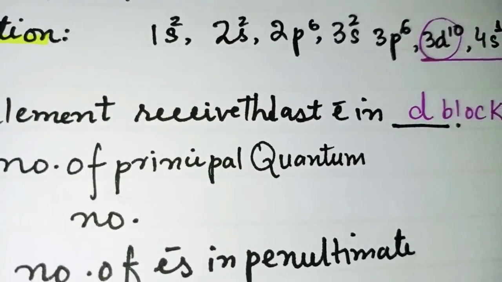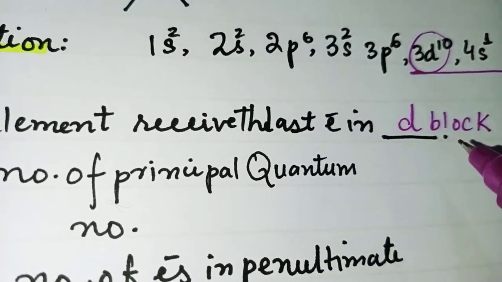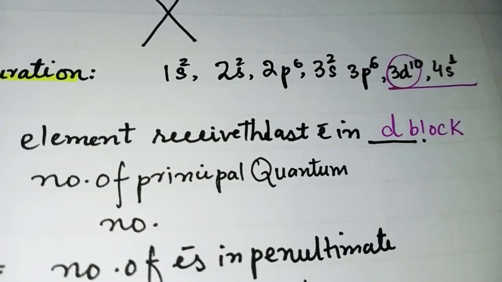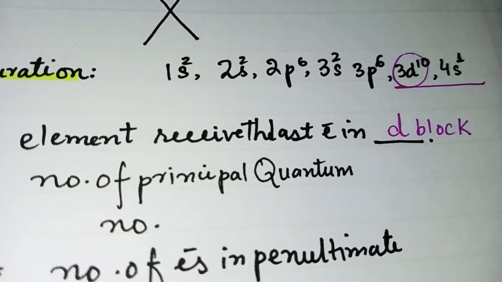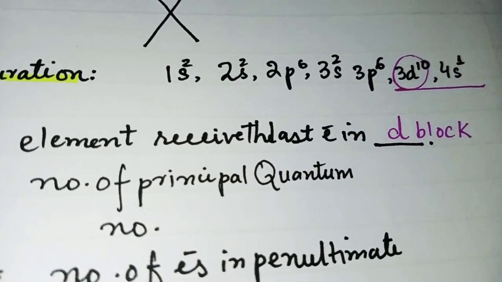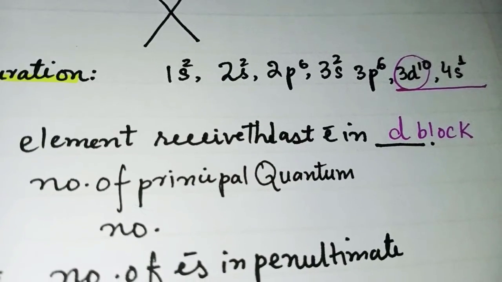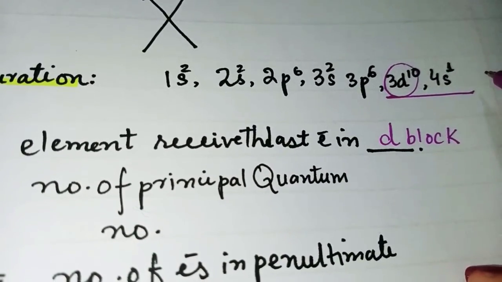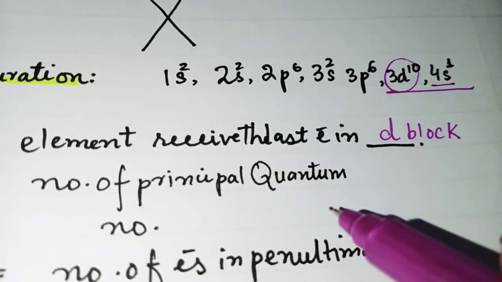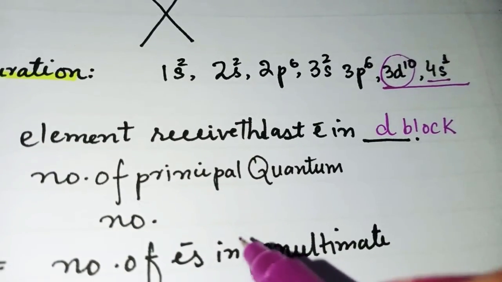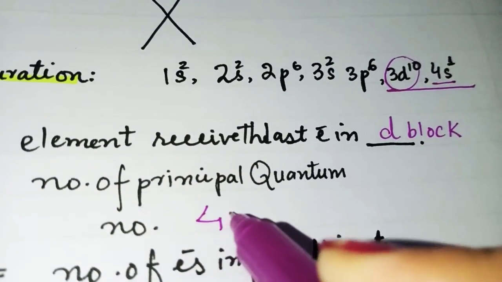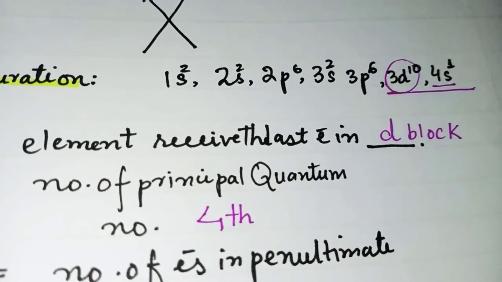Now I have to see the period number. So the period of the element is found out by the principal quantum number of the valence shell, and that is 4. So I can write like here that it belongs to period number 4.